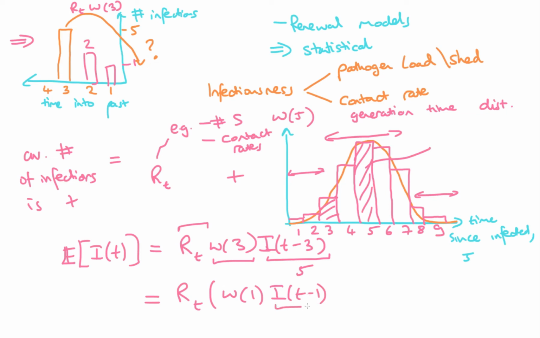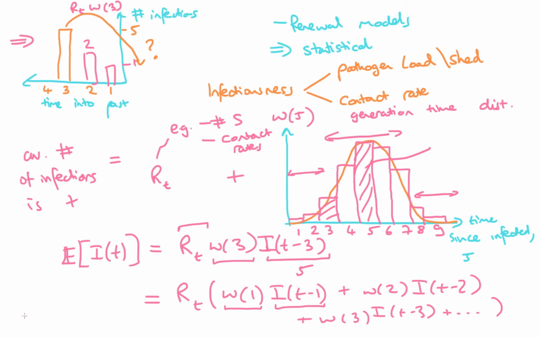So that's the number of infections which began 1 day ago, times the probability that 1 day elapses between their infection and then causing subsequent infections, plus omega 2 times I(t-2). So now we're considering infections which began 2 days ago, plus omega 3 times I(t-3), and so on, all the way up to infinity.